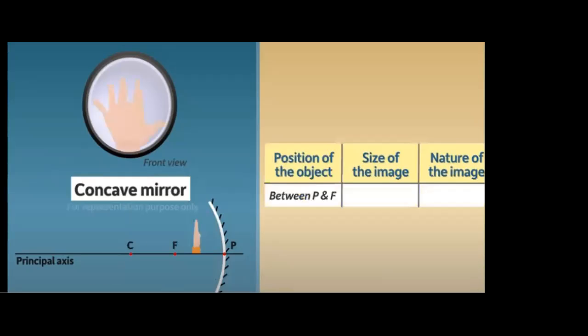So let's keep it. If you keep an object between focus and pole, what can you see in the mirror? Tell me, can you see the image in the mirror? My first question is, can you see the image in the mirror? Yes or no?